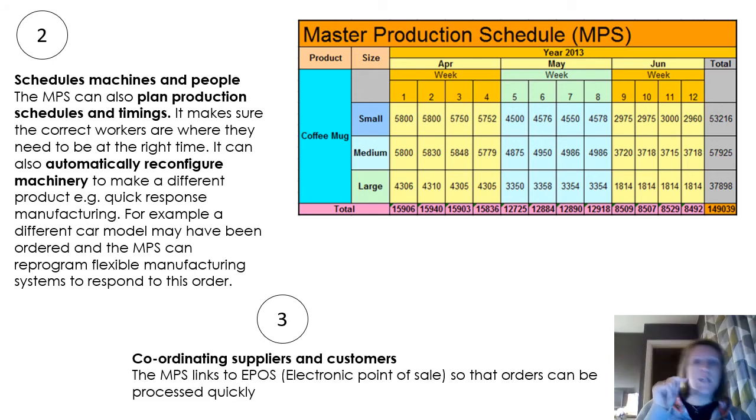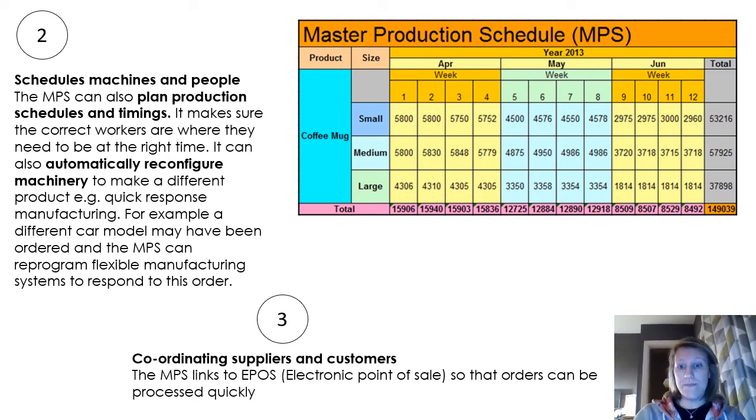And the master production schedule also links to your electronic point of sale. So I used to work in Waitrose, and we had one of those little, anyone who works in a supermarket, you have these little guns, not gun, but you know what I mean, like a boop, and it scans a barcode on the product, and it will tell you how many you've got out the back, how many are on order, when is it coming in.